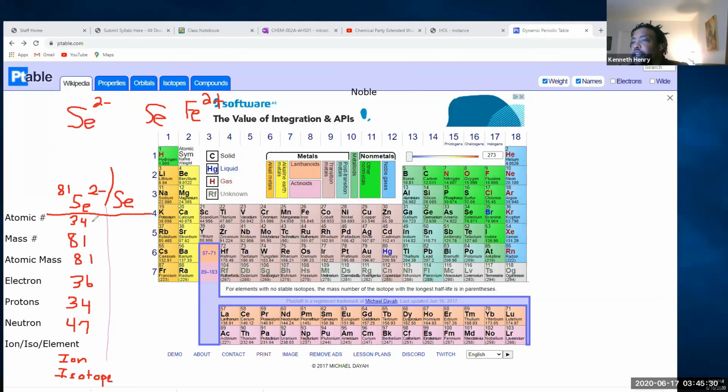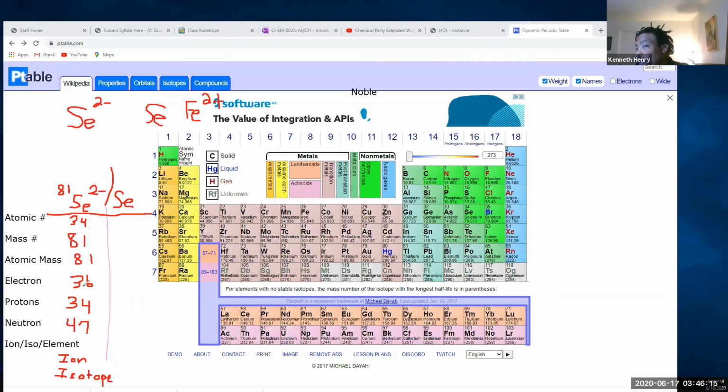The atomic number always tells me what? The number of protons it has, right? That's right, it tells me the number of protons. So I already know what my proton number is going to be, 34. So I know that at neutral, when it's 0, it has 34 electrons. But since I have 2 extra electrons, because it's negative, I add 2 to 34. That gives me my number of electrons. So now I have 36 electrons.